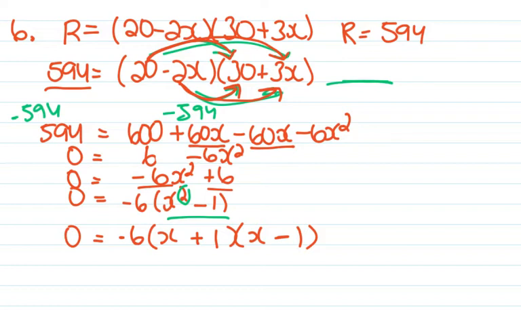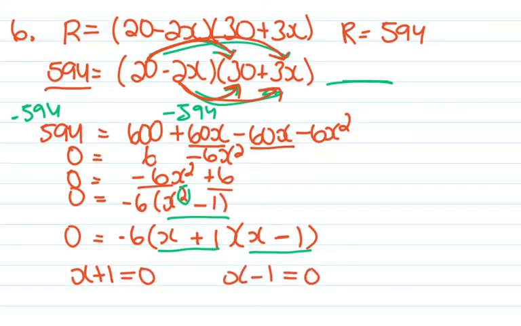Now I'm going to solve for x by setting each bracket equal to 0. I can ignore that negative 6. So x plus 1 equals 0, and x minus 1 equals 0. Subtract 1 from both sides, x equals negative 1. Add 1 to both sides, x equals 1. So the question asks, solve for x when the revenue is $594. So x is either negative 1 or positive 1.